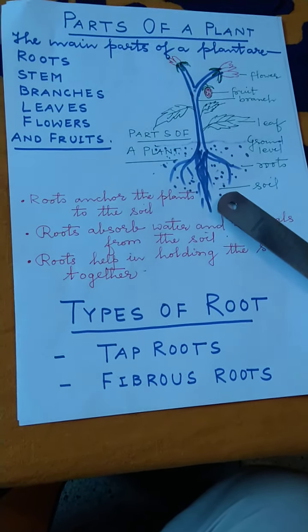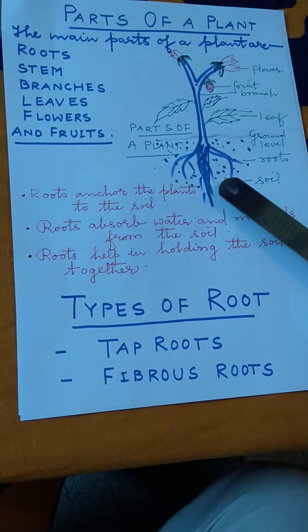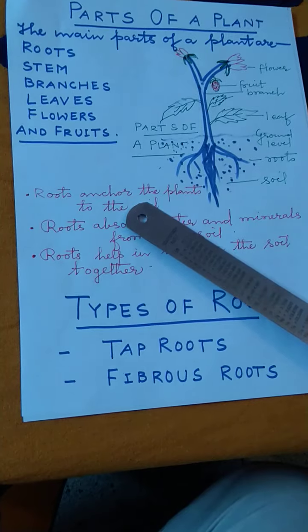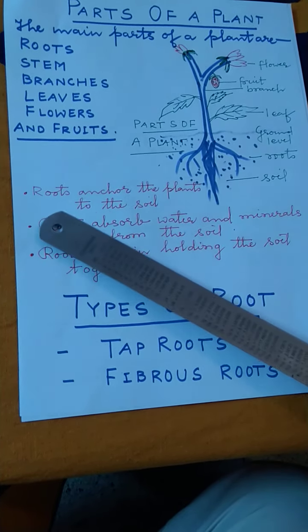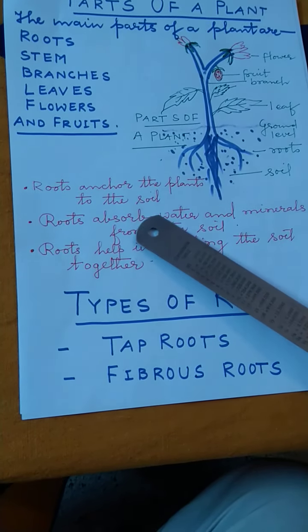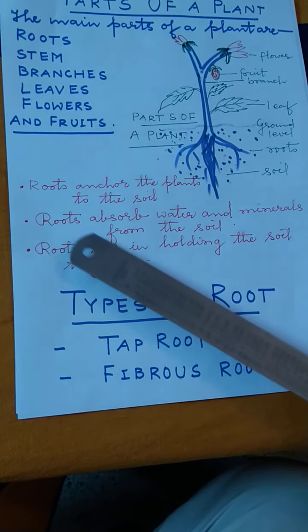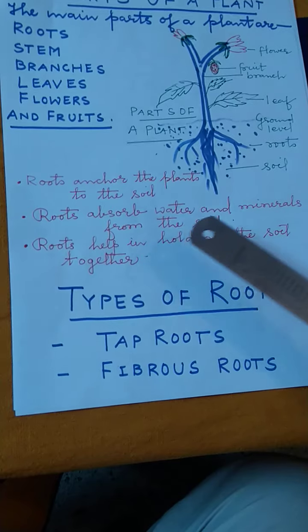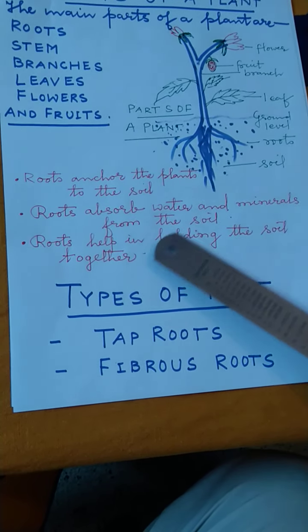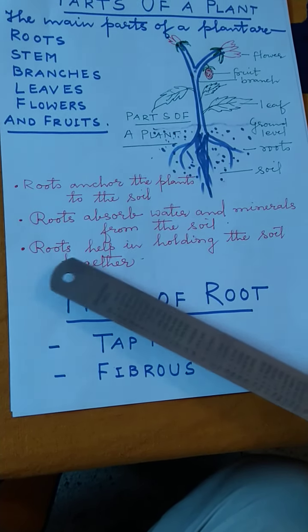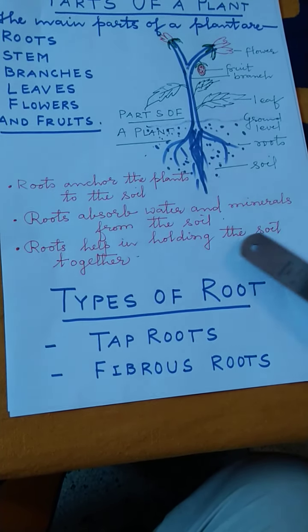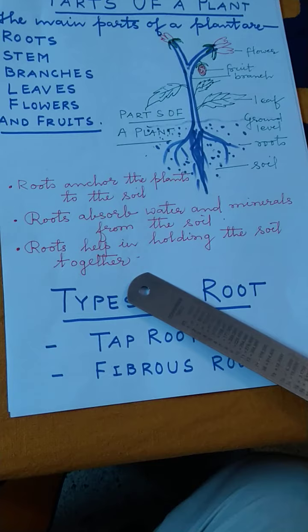So the root performs many functions for the plant. The first function is that roots anchor the plant to the soil. The second function is that roots absorb water and minerals from the soil. And the third function is that roots help in holding the soil together.